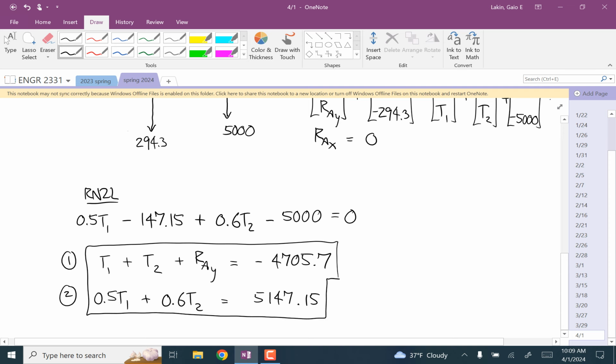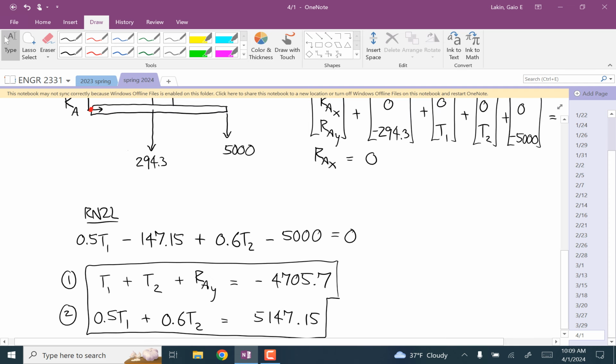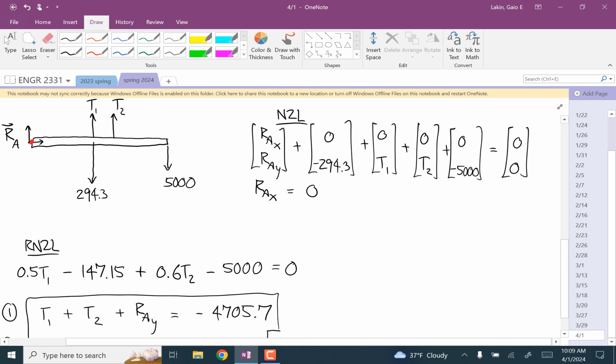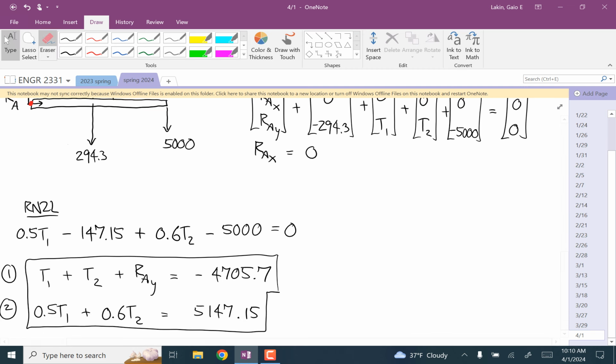Shouldn't we be adding the two constant ones together since they're both going down? Both equations. Yeah, so that should be, yes, you are right. Thank you. So that should be positive 5294.3.